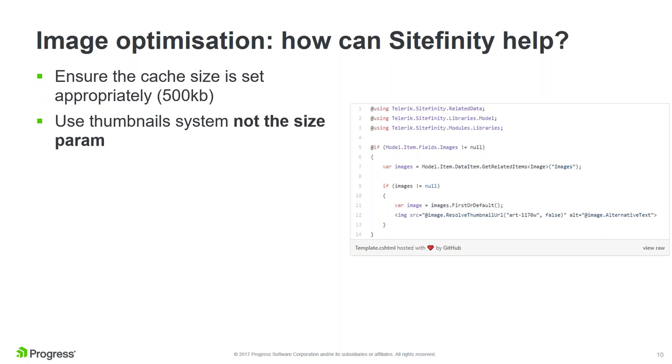so they can be served. So if you want one image that's served in a news detail page and a slightly smaller version of that image served in a list page where you've got the news, you can leverage the thumbnail system within Sitefinity to ensure you're getting the optimal size image for those particular situations.